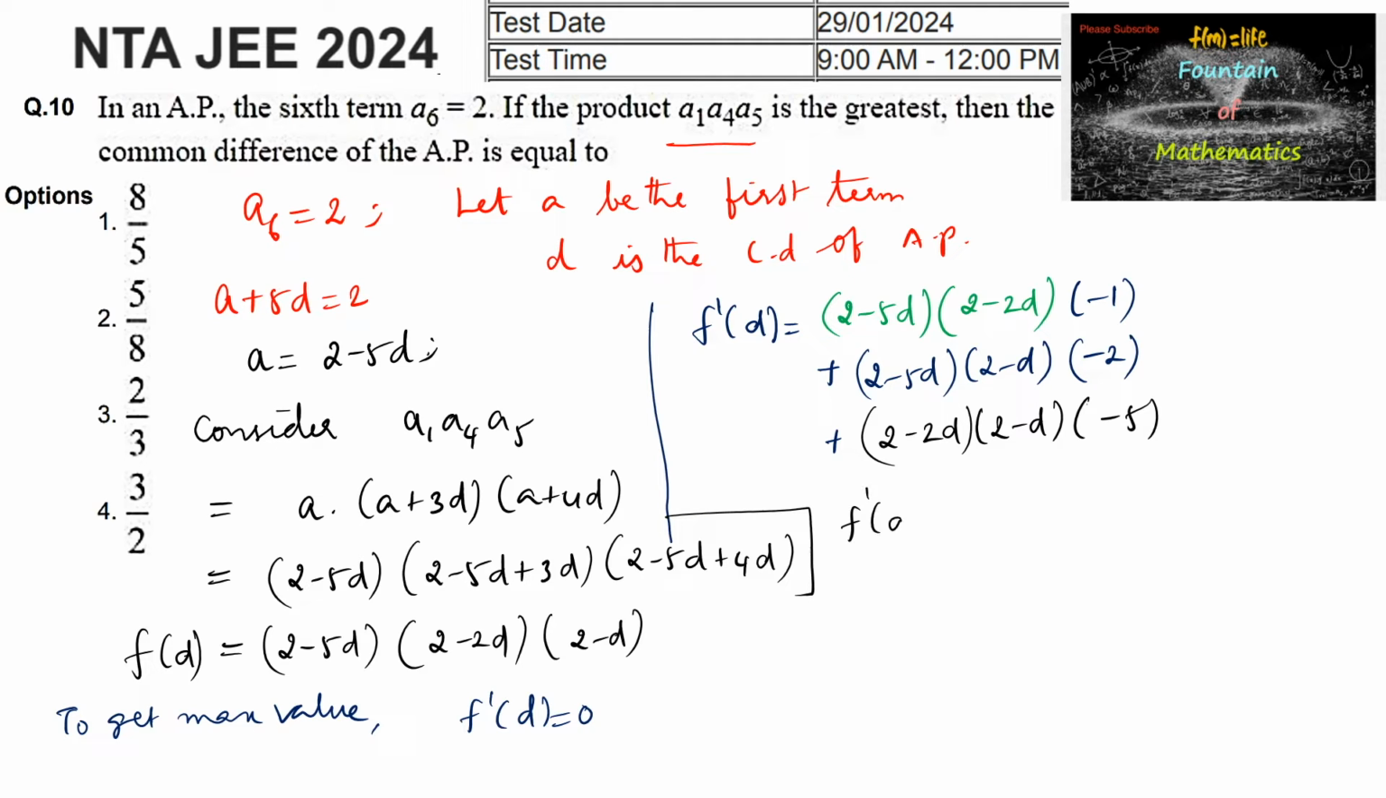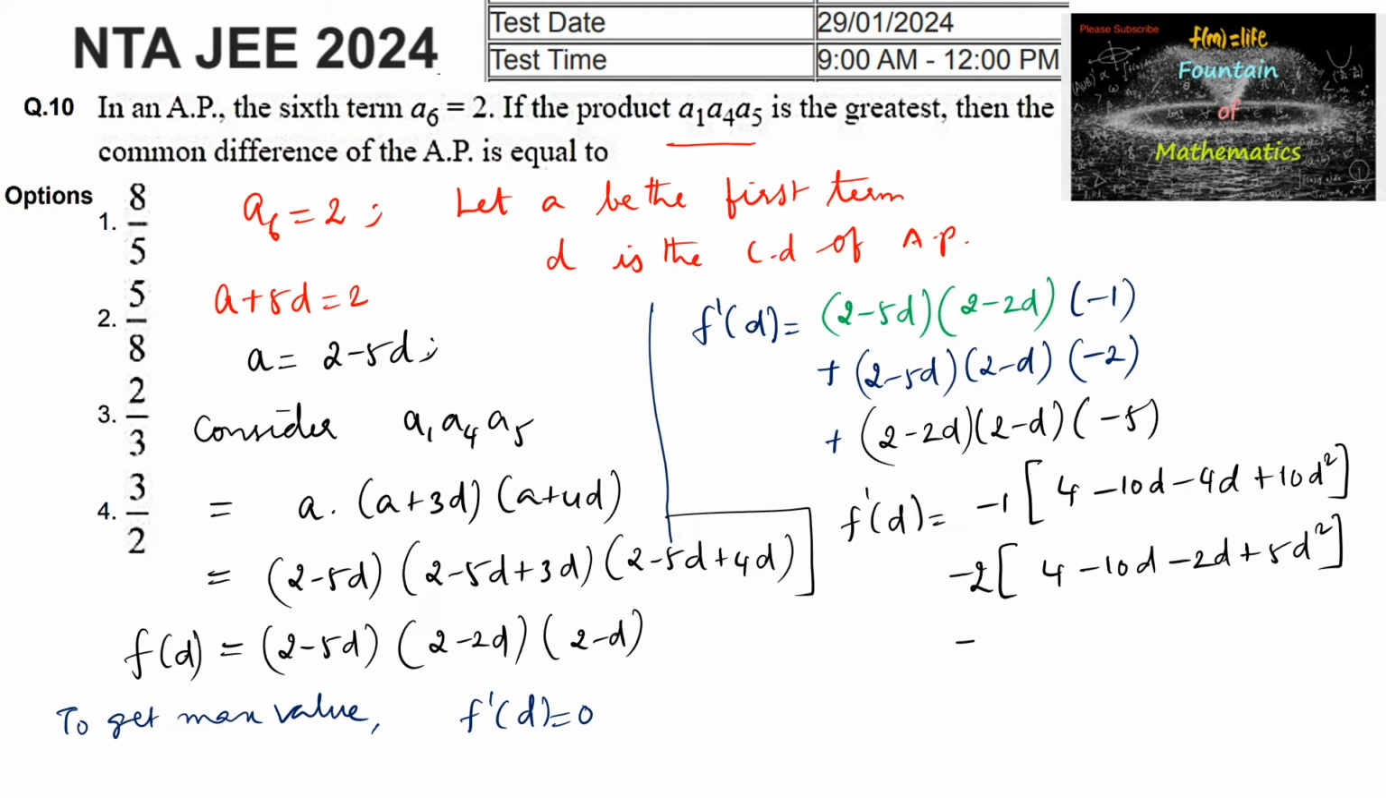So on simplification, f dash of d is equal to minus 1 times of 4 minus 10d minus 4d plus 10d square, and again minus 2 times of 4 minus 10d minus 2d plus 5d square, and again minus 5 times of 4 minus 4d minus 2d plus 2d square.